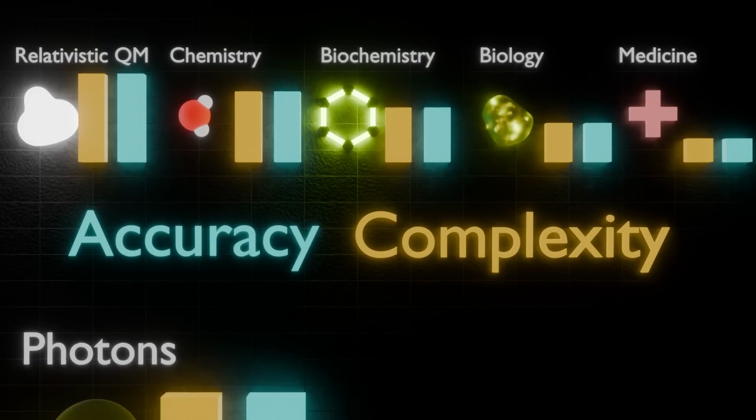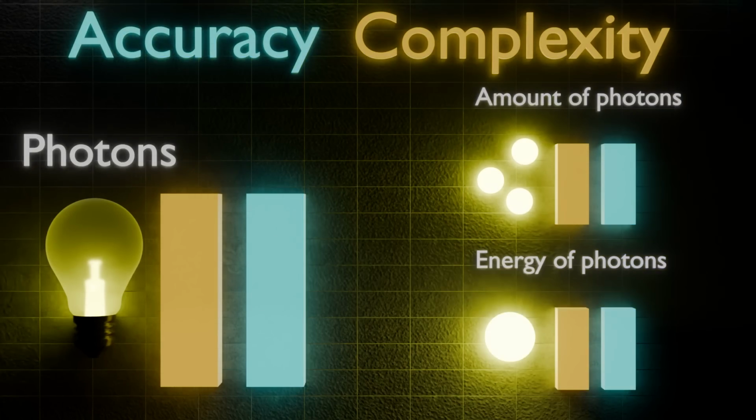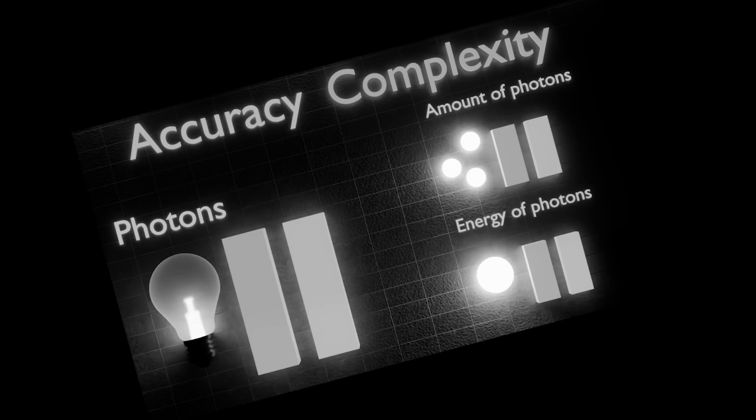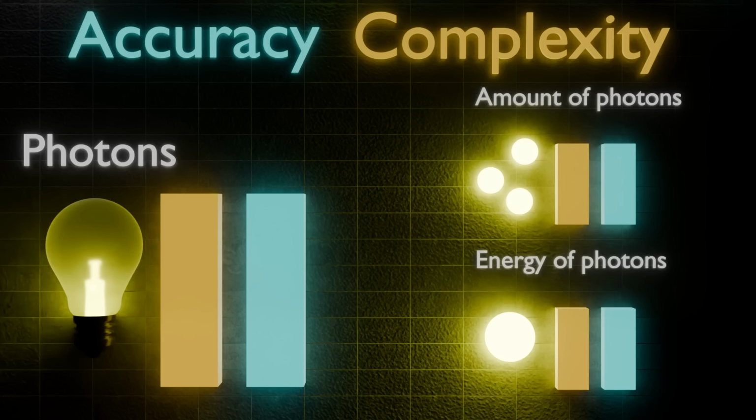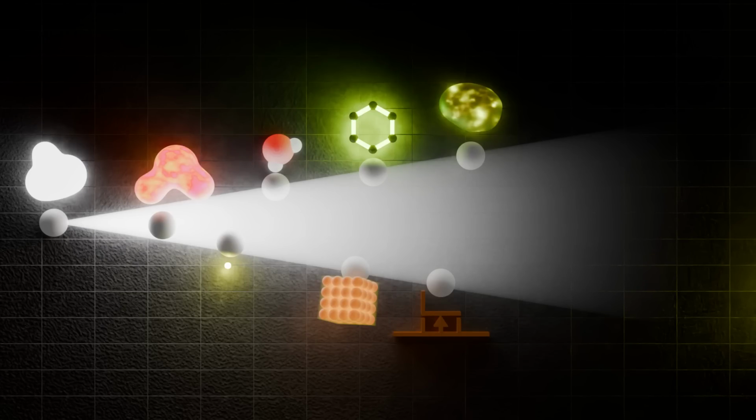So for a light bulb, for example, we can represent the brightness using the amount of photons, the energy of photons, and the... Okay, well, for photons that's kind of it. But my point is, this isn't just a straight line, it's a cone. A cone in which the further you go, the more blurry things become, and you can only go forward.